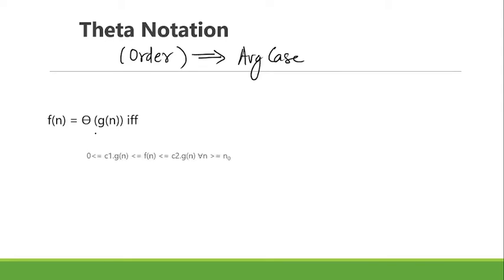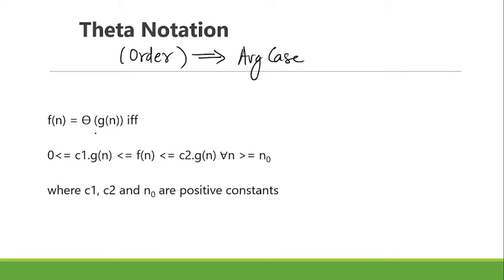So f of n is of the order of g of n if and only if c1 dot g of n is less than or equal to f of n, and that is less than or equal to c2 dot g of n, for all the values of n greater than or equal to n0. So my g of n is lower bounding as well as upper bounding. Now we have three constants here: c1, c2 and n0 are positive constants. The graph will make things more clear. Here my f of n is lower bounded by g of n with c1 and upper bounded by g of n with c2. So we say it is of the order of g of n.